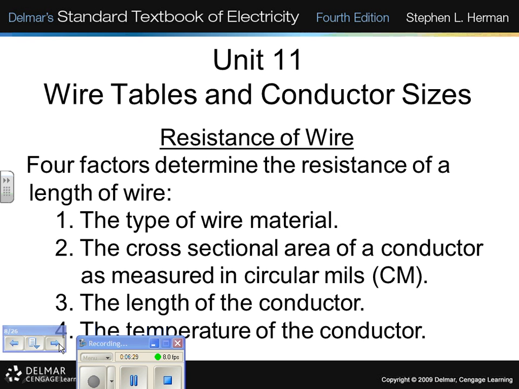Okay. The other thing is the cross-sectional area. Now, cross-sectional area is something you've looked at since you were in 6th or 7th grade probably. Remember pi r squared? That's the area is equal to pi, 3.14, times the radius squared. That's the cross-sectional area of a circle. Very important factor now.